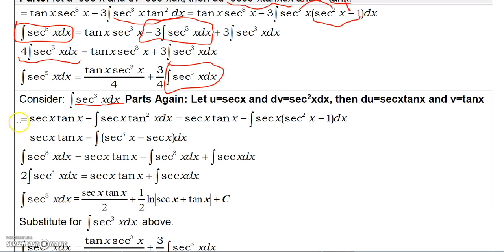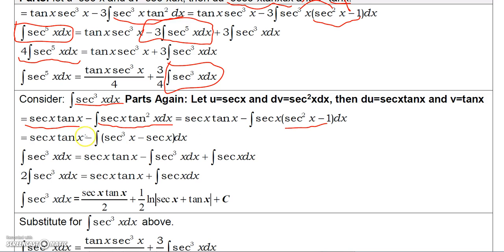To make a long story short, you apply the parts formula there, and the uv would be secant x tangent x, and then minus the integral of v du. If you multiply v and du together, you get the integral of secant times tangent squared x dx. To evaluate this integral, you can replace the tangent squared with secant squared x minus 1. Now let's see what happens when we do that.